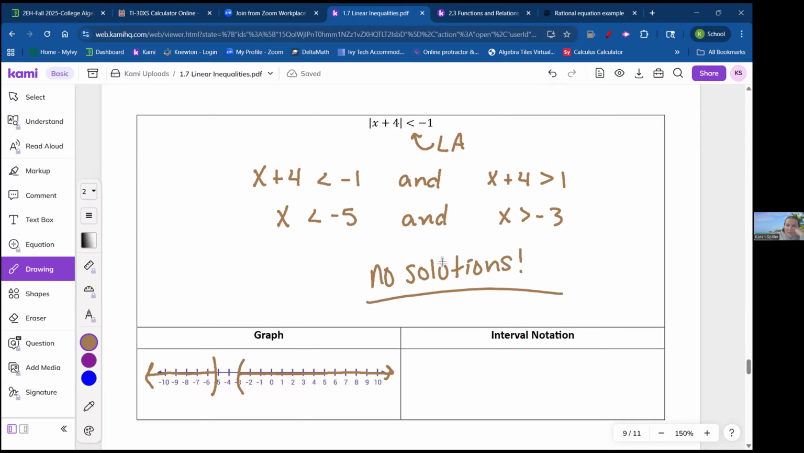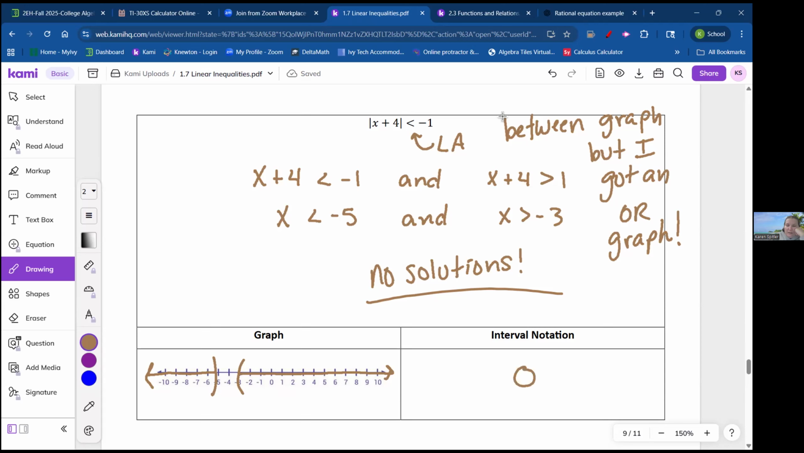Because this is supposed to be a between graph. It's an and. It's supposed to be a between graph. But it gave me an or. It's supposed to be a between graph, but I got an or graph. So it's no solutions. How you write that in interval notation is an O with a line through it.